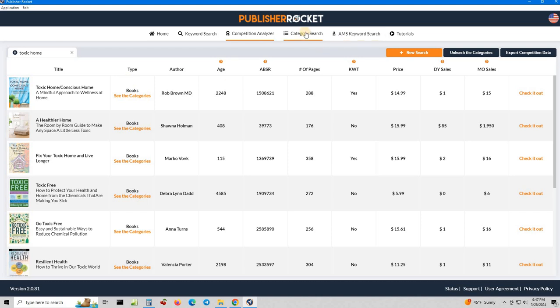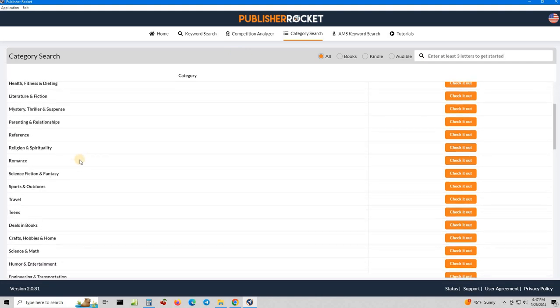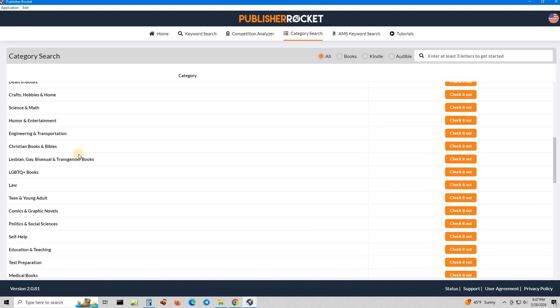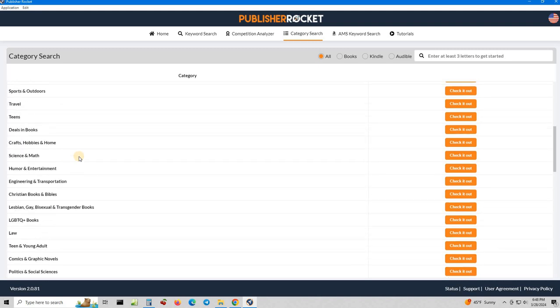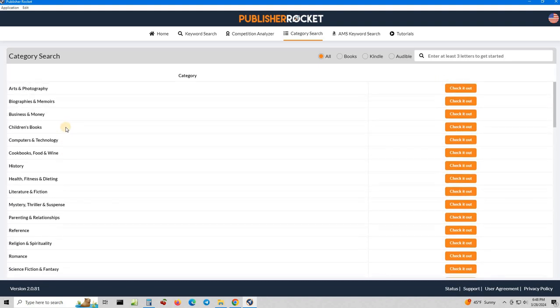Let's see what else. We could do a category search. So let's see if we can find a category for your book. Your competition sucks. You should be easily able to blow them out of the water. These are all the official categories in Kindle books. I'm sorry, all books. So let's start with just books because they're all different.